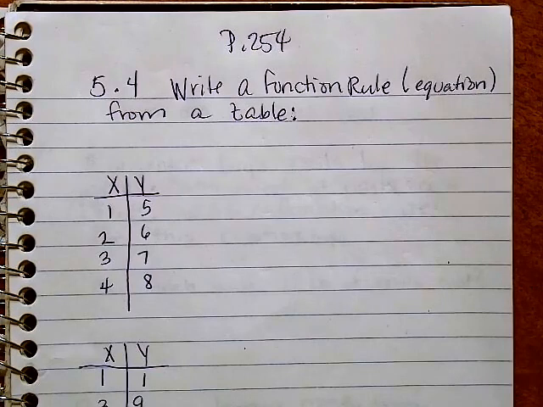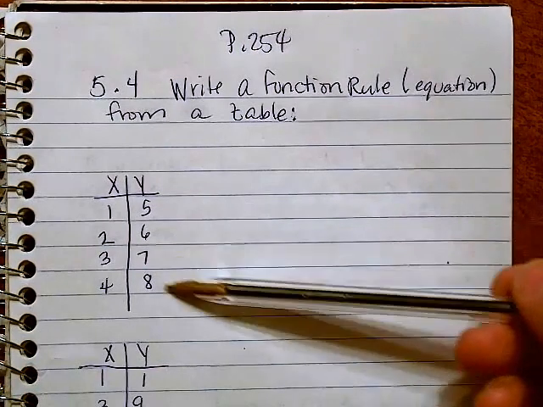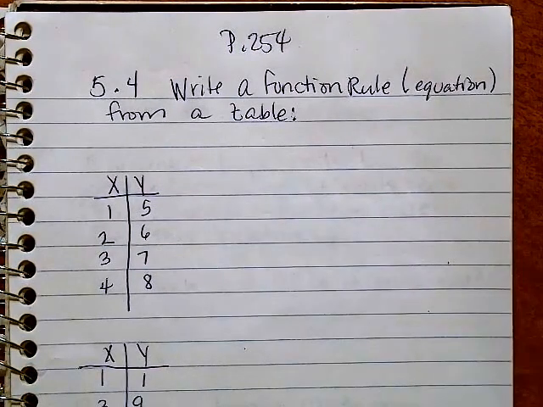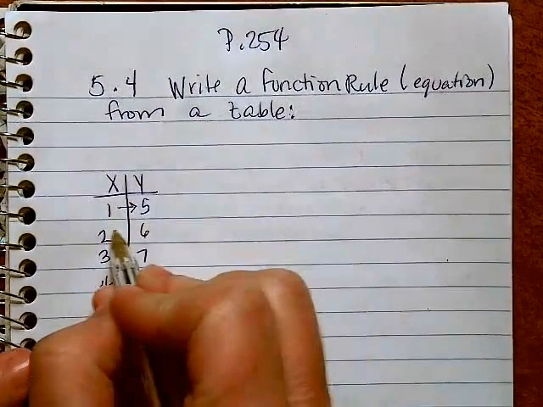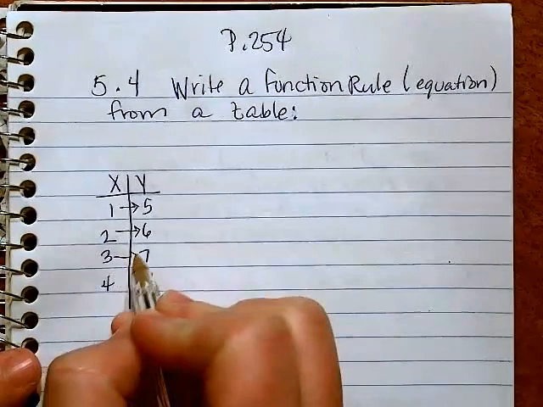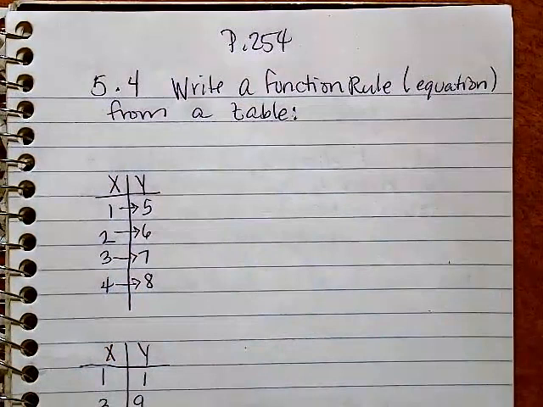So we're going to look at these. What I want you to do, a lot of times what people will look at when they look at this is they'll say, oh look, it's going up by 1 each time. And that's true, that's exactly what it's doing. But for us to be able to write the function rule, we need to know what change is occurring as you move across the table. What am I doing to turn that x into that y? What am I doing to turn 1 into 5? Well, there's two options. I can either multiply by 5 or I can add 4.